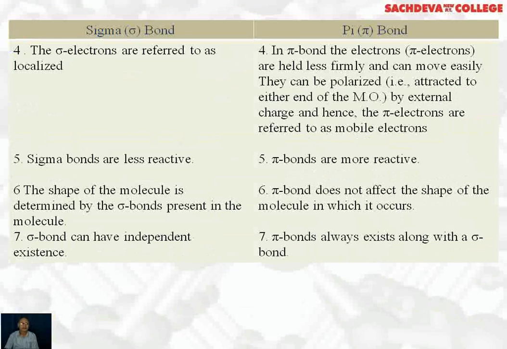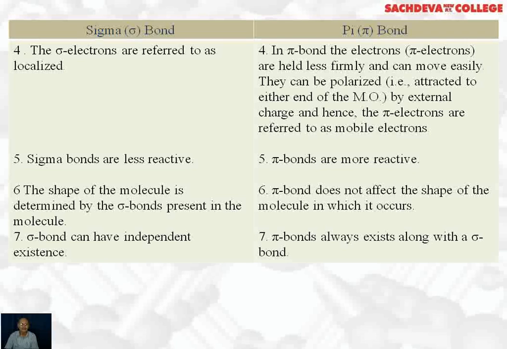Fourth difference, the sigma electrons are referred to as localized, whereas pi electrons are delocalized. Why are they delocalized? Because they are held less firmly and can move easily. They can be easily polarized, attracted to either end of the molecular orbital by an external charge, and hence pi electrons are also called mobile electrons. Sigma bonds are less reactive because sigma bond is stronger. Pi bonds are more reactive because pi bond is weaker and electron density is more above and below the plane of the internuclear axis.